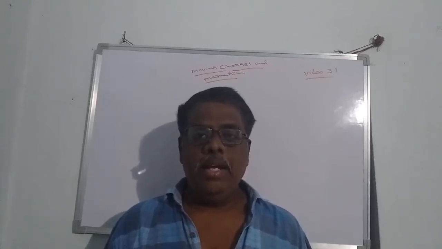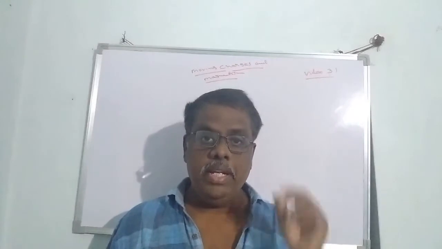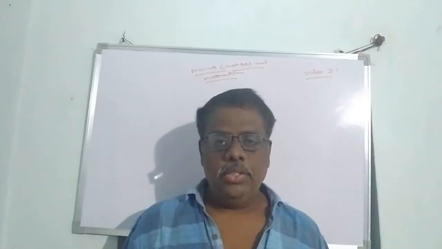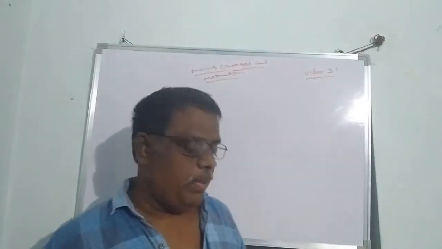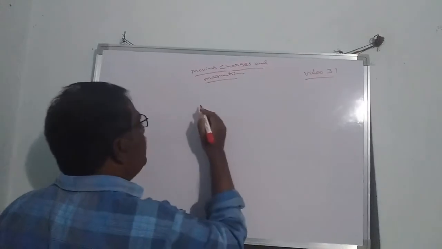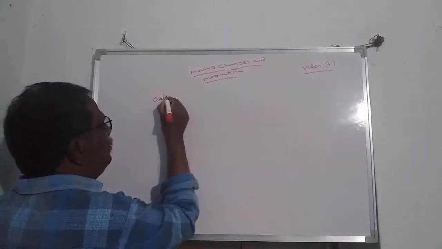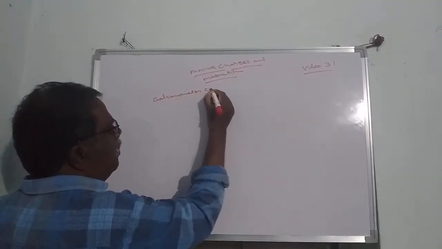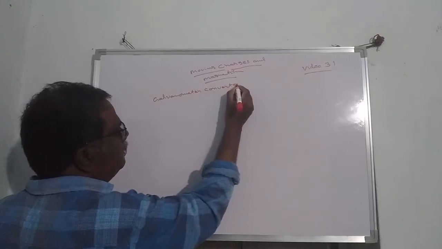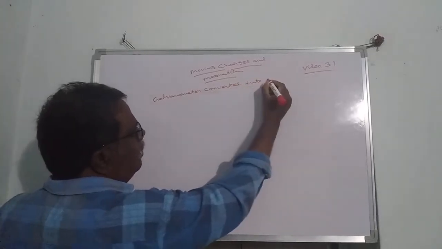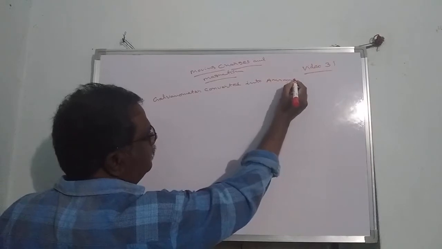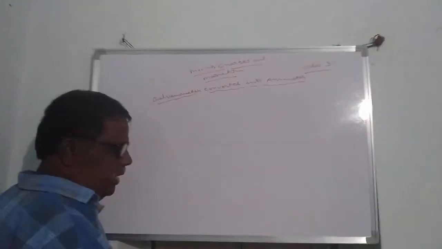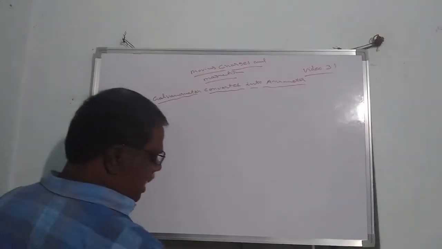For an ideal ammeter, the resistance will be equal to 0. These are the important points about the ammeter. We already discussed them in the previous class. So today, how this galvanometer will be converted into an ammeter. Today's topic: galvanometer converted into ammeter. How will the galvanometer be converted into an ammeter?